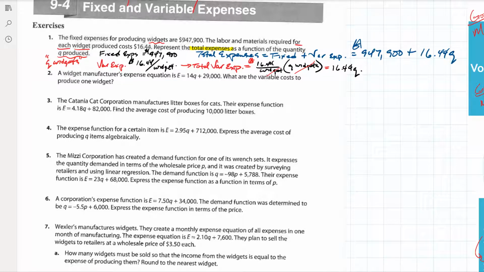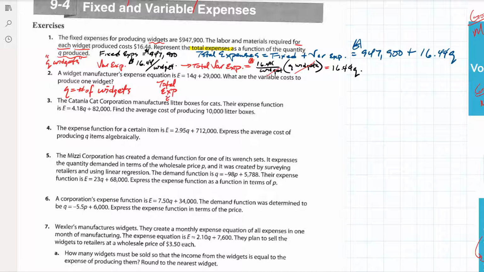Number 2. A widget manufacturer's expense equation is E, which is your total expenses, is equal to 14 times Q plus 29,000. Remember, Q is the number of widgets that are produced. Keep that in mind. Okay. And so in this equation, it says what are the variable costs to produce one widget? Well, remember there's a Q. Q equals the number of widgets sold, or the widgets produced, actually. So Q is the number of widgets, and if you're multiplying by 14, then 14 must stand for the price per widget, like we just talked about right here.